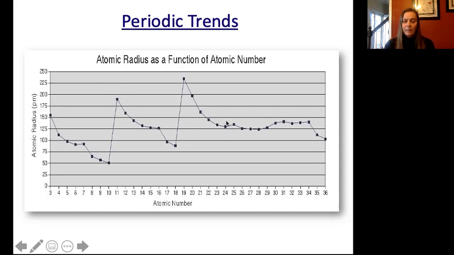And you notice that when we get into the d orbitals, those transition metals, there's not a lot of change in atomic radius. So as we go across the transition metals, those d orbitals, there's not a lot of change.